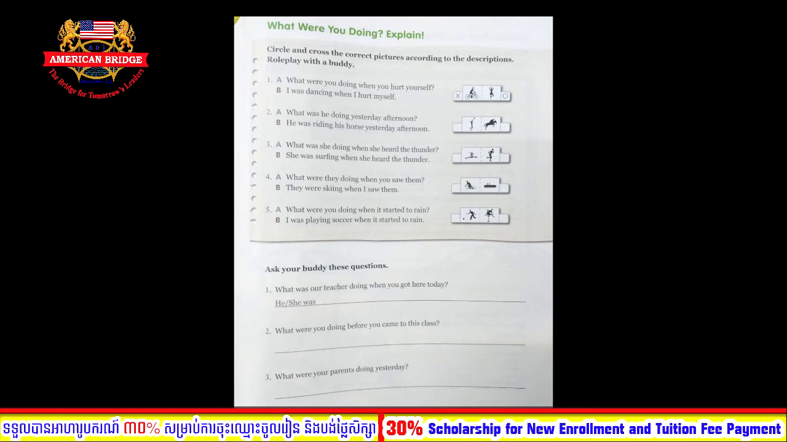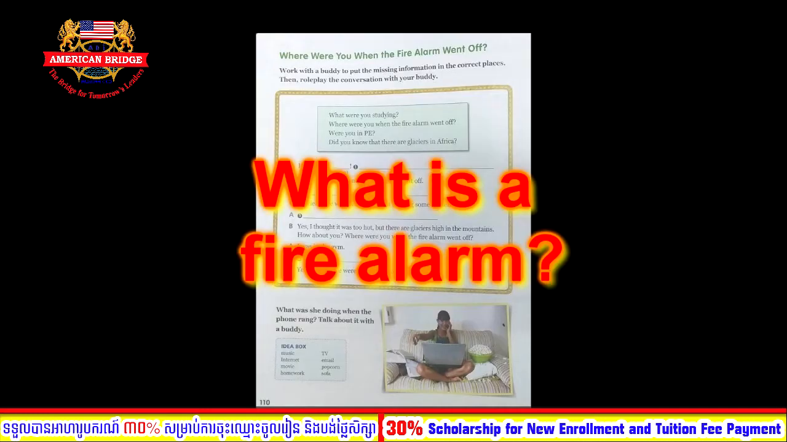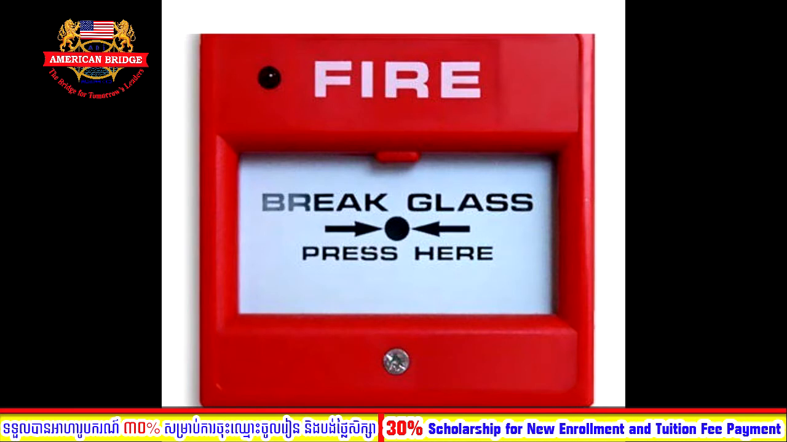Good. All right, let's now turn to pages 110 and 111. Let's first look at page 110. Where were you when the fire alarm went off? What is a fire alarm? A fire alarm is an electronic device that is placed in a house or in a building, so if there's a fire, the sound comes on. You can see the picture that I'm showing you right now. It is a fire alarm.